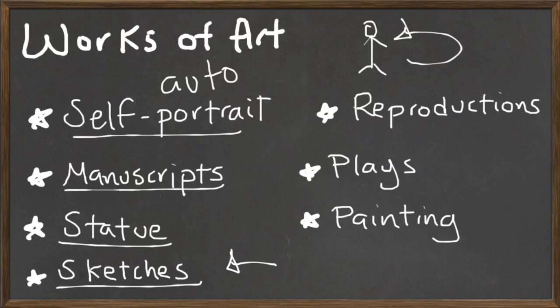The next word is reproductions. Reproductions. So a reproduction is a copy of a piece of art. For example, there are a lot of reproductions of the Mona Lisa, that famous painting. The next one is play. Play. Don't think of this as a verb. It is actually a noun, and a play is where several actors perform or act in front of a public. You can watch plays at the theater or in public plazas as well.